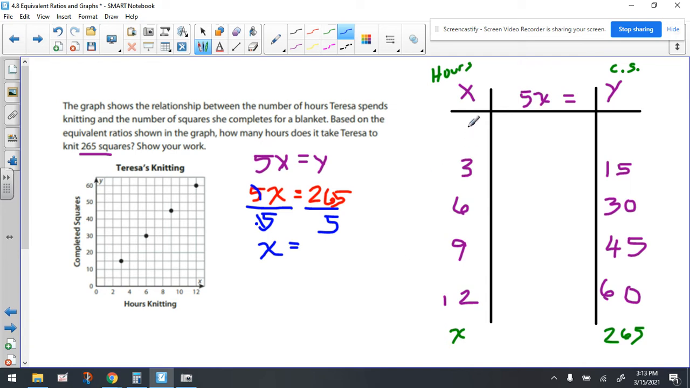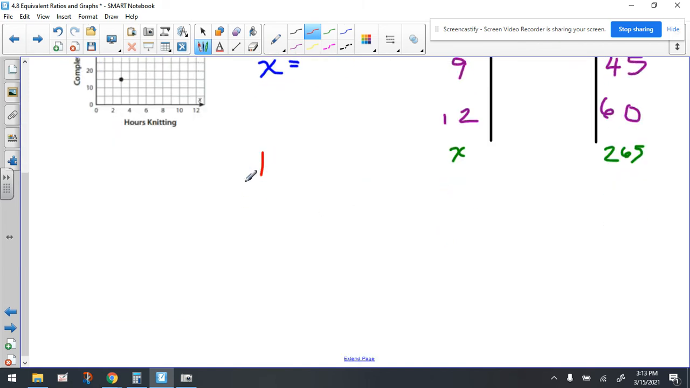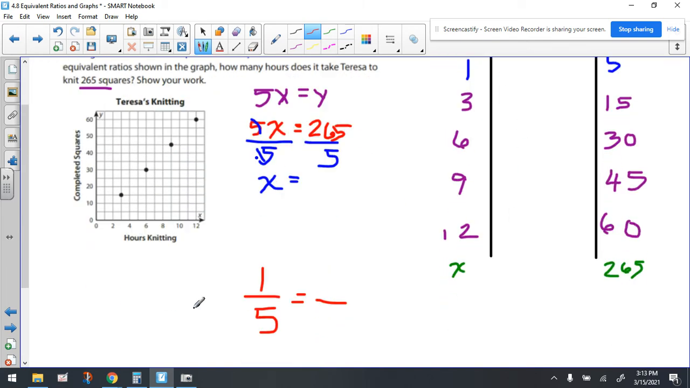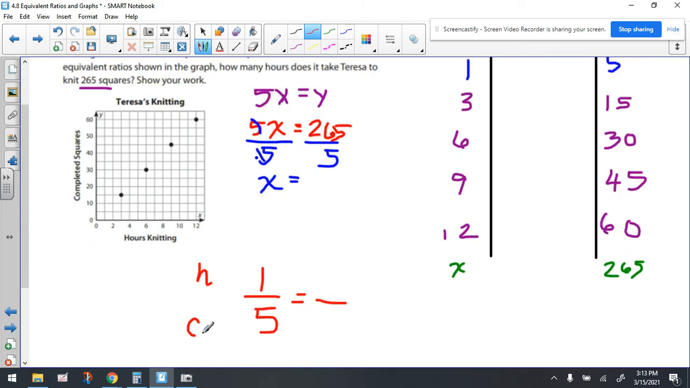Now you may see that this is really a 1 to 5 ratio. You can use any one of these ratios that you want, but 1 to 5 is the simplest one. If you did the 3 to 15, you might simplify that to be 1 to 5. So let's explore that approach. It's a 1 to 5 ratio. And if we're using that approach, 1 represents the hours, and the bottom number represents the completed squares. And we want to know, if we have 265 completed squares, how many hours that is.